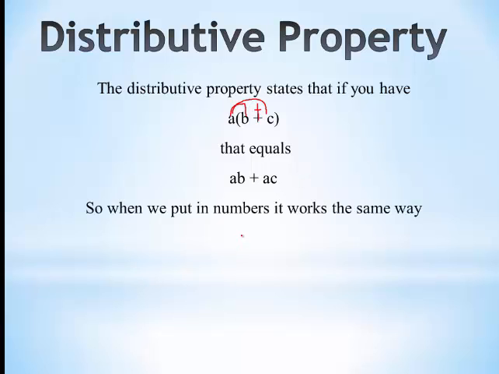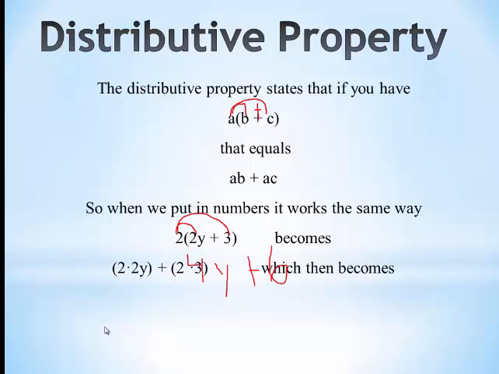So let's look at it with numbers. Let's say I had 2 times 2y plus 3. Remember, when you multiply them, you only multiply the two numbers together. What's 2 times 2y? 4y. Plus, what's 2 times 3? 6. So my answer is 4y plus 6. Remember that you take that number and multiply it by both things on the inside. So let's take a look at a couple.